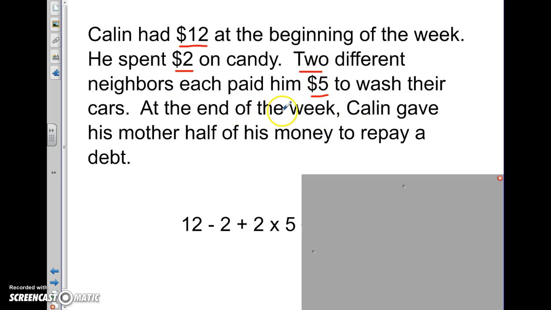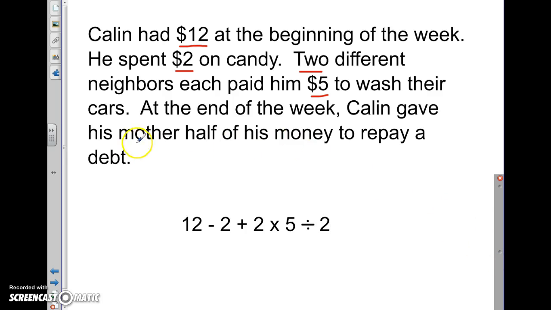At the end of the week, Callan gave his mother half of his money to repay the debt. So beginning of the week is here, this is throughout the week. Now at the end of the week, he's going to pay his mother half. So you think about, you have a sandwich and you tell your friend you're giving them half. You have to take that sandwich and you have to divide it by what number? By 2, right? If you have something, you're going to divide it by 2. So then we're going to divide by 2. So that takes care of this part.